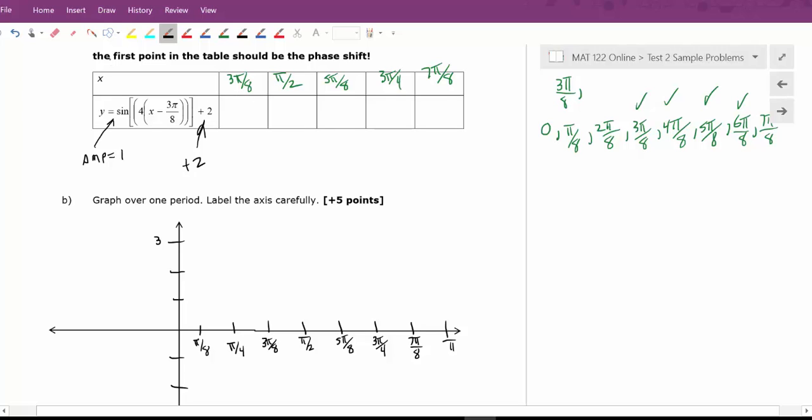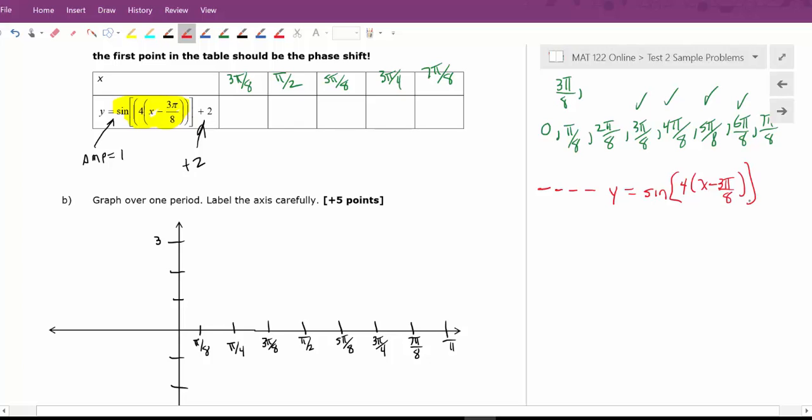Really, what you kind of work with is you work with phase shifts and period changes, and then you would do an amplitude and an up 2. So really all we need to do on this is we could actually just right now graph in red y equals the sine of 4 times x minus 3 pi over 8, and not even do the 2. Okay, we'll do this in 2 steps.